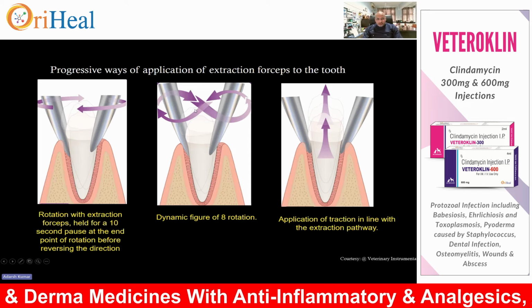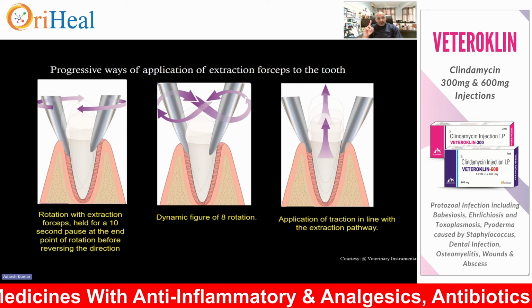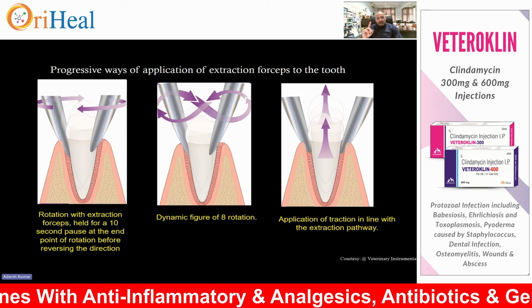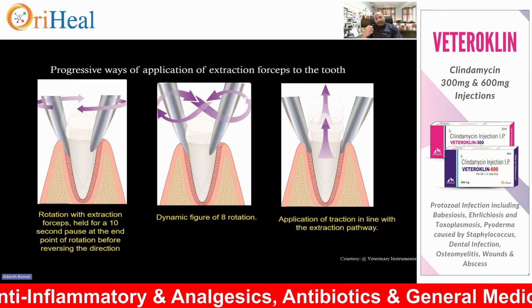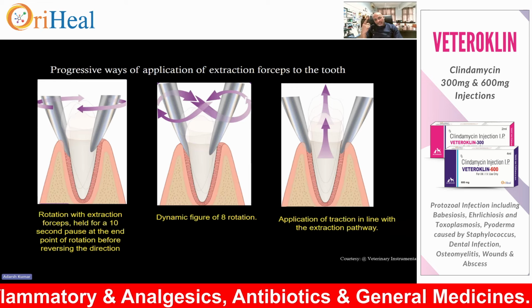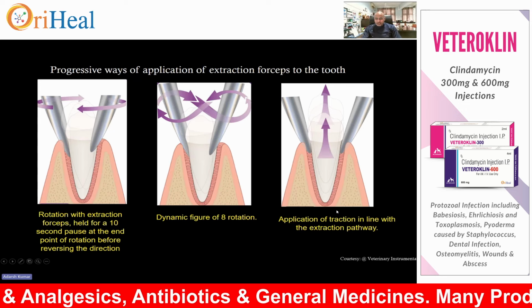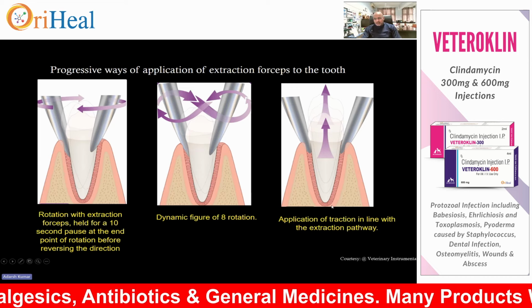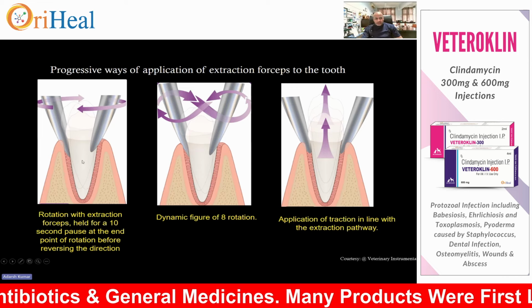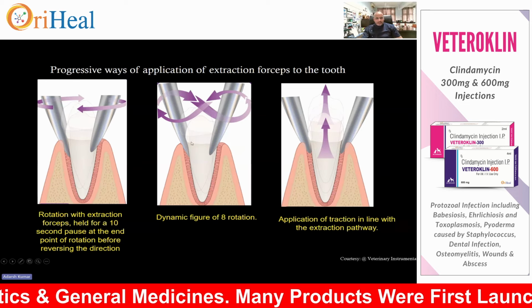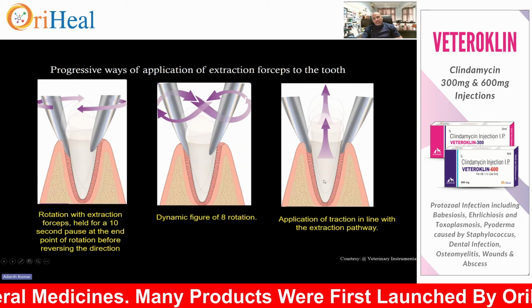But if you are extracting the canine, please do not rotate it. Otherwise, because the root is large, it can break open the nasal passages. So it has to be taken in a direction where the root of the canine is there. Okay. And once it is being loosened, the traction force is applied to take it out from the alveolar socket. So this is rotation. This is figure of 8 rotation. And this is the traction in the direction of the extraction pathway.